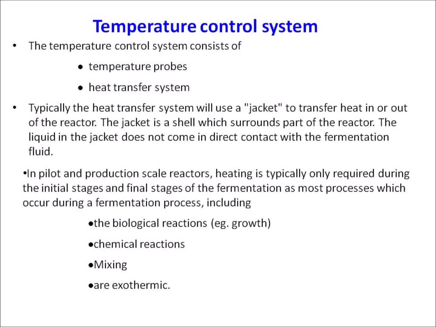The temperature control system consists of temperature probes and heat transfer system. Typically, the heat transfer system will use a jacket to transfer heat in or out of the reactor. The jacket is a shell which surrounds part of the reactor. The liquid in the jacket does not come in direct contact with the fermentation fluid.